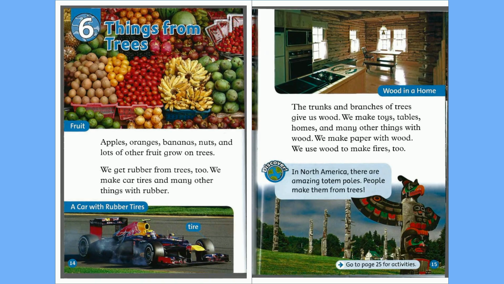Chapter 6. Things from Trees. Apples, oranges, bananas, nuts, and lots of other fruit grow on trees. We get rubber from trees too. We make car tires and many other things with rubber.